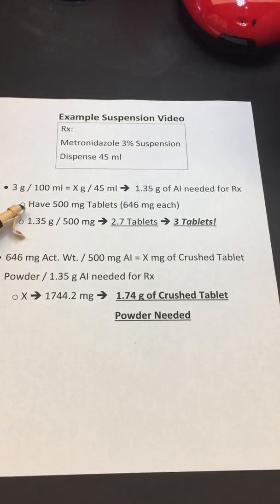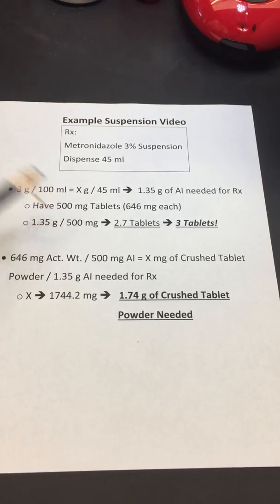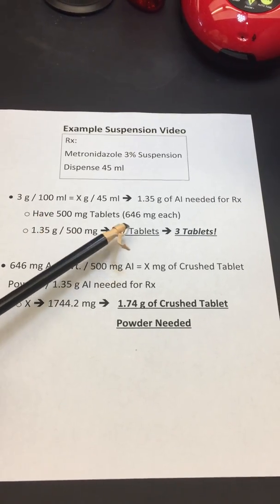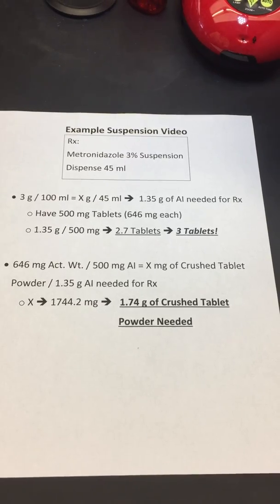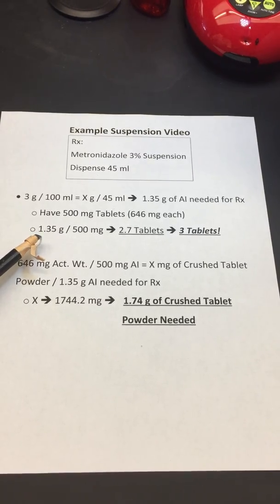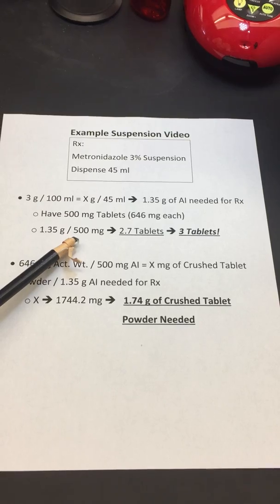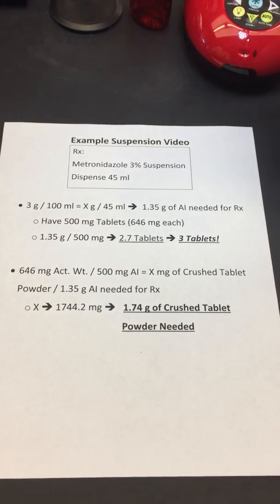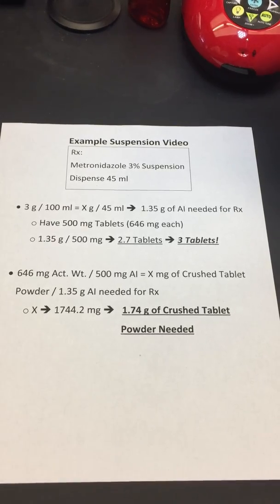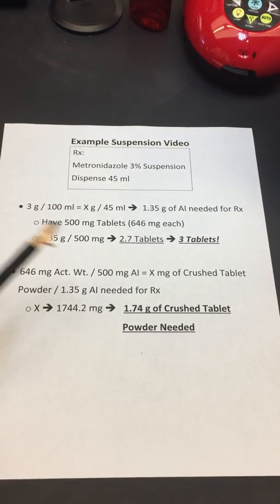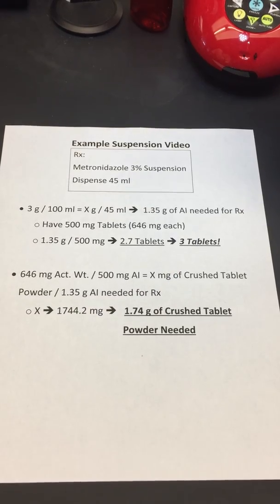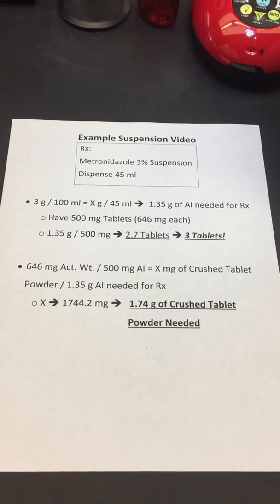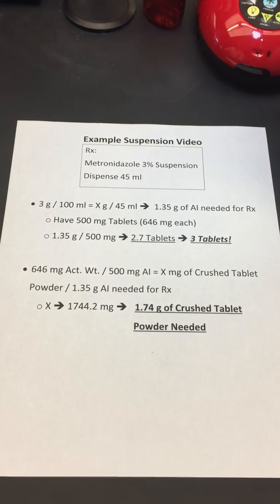Just like this example, in lab, you'll have 500 milligram tablets. The actual weight of one 500 milligram tablet is 646 milligrams. So we take our amount of active ingredient needed over 500 milligrams, so that comes out to 2.7 tablets. Since there's no way for us to actually prepare or provide 2.7 tablets, you need to round up to 3 total tablets for the prescription. Now, again, this is just for the example and not for your prescription that you'll do in lab on Thursday.